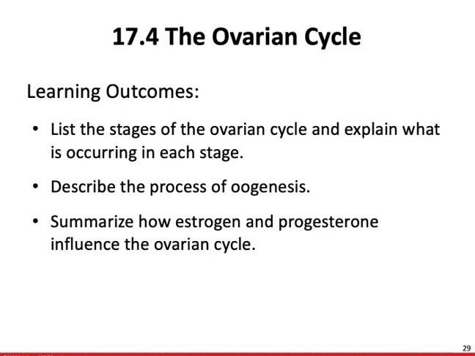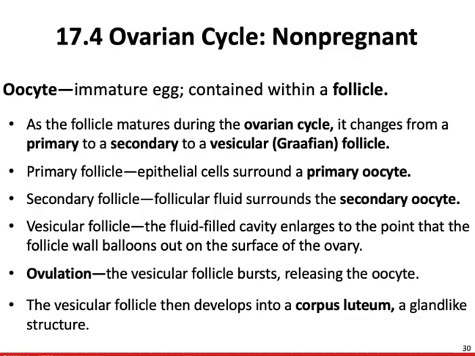All right, next up we're going to talk about the ovarian cycle. So an oocyte is what's also known as an immature egg. This is going to be contained within a follicle. Females are born with around 2 million follicles, but only have about 300,000 to 400,000 by the time they hit puberty. Only about 400 are ever going to mature. A female produces only 1 egg per month during their reproductive years.